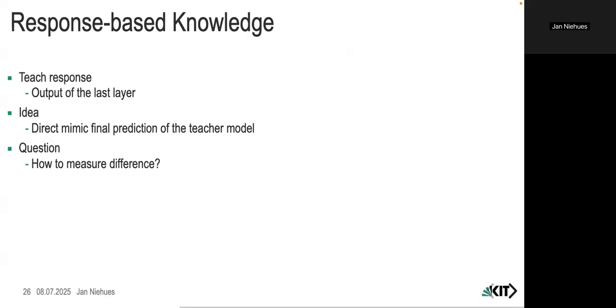Any idea? You have the probabilities of the teacher, you have the probabilities of the students. How do you now measure the difference in order to then use gradient descent to improve the student network? What you mainly have is two vectors, and you somehow need to compare them. So what can you do there? Any ideas?